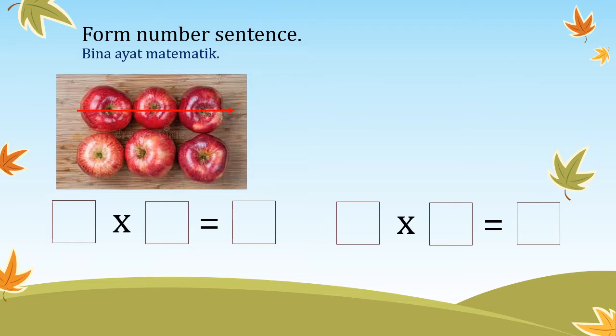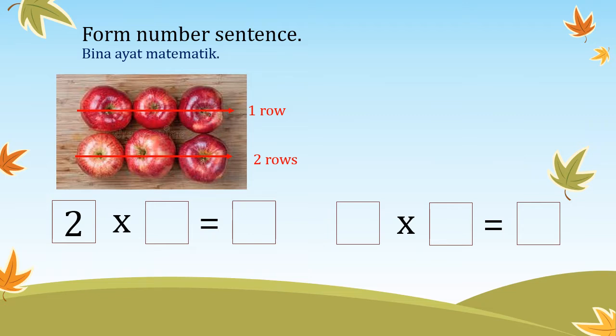So, this is 1 row. Then we have the second row. 1 row, 2 rows. So, kita ada 2 baris. We have 2 rows of objects. So, we have to write the number 2 in front. 2 times... 2 darab apa?